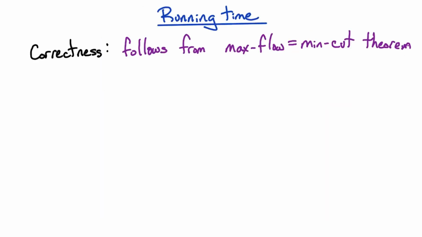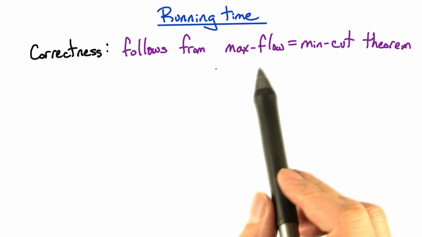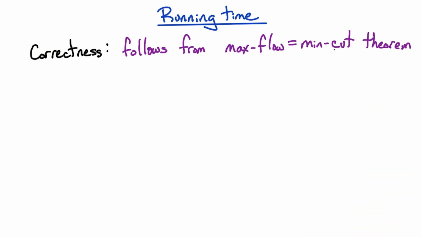Now the proof of correctness of this algorithm, the fact that it does output a flow which is equal to the max flow, will follow from the max-flow min-cut theorem, which we'll see later. So we're going to skip the proof of correctness for now. Let's instead focus on the running time of this algorithm.